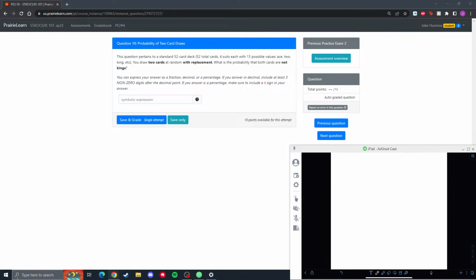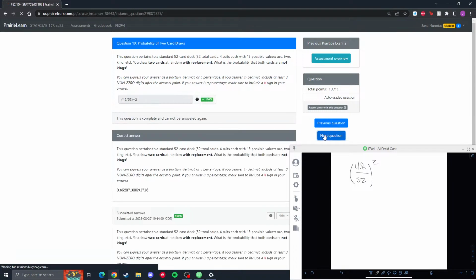All right, in the meantime, we'll go ahead and answer this question. We're drawing 2 cards at random with replacement. What is the probability that both cards are not kings? Okay, so if we know that there are 4 kings in a deck of cards, we can do 52 minus 4 to get the total number of cards that aren't kings, and that's going to be 48 over our total number of cards, which is 52. And then we can just go ahead and square that, because we are drawing 2 cards and we're replacing the cards, so the probability won't change. So it's 48 over 52 squared. Cool.